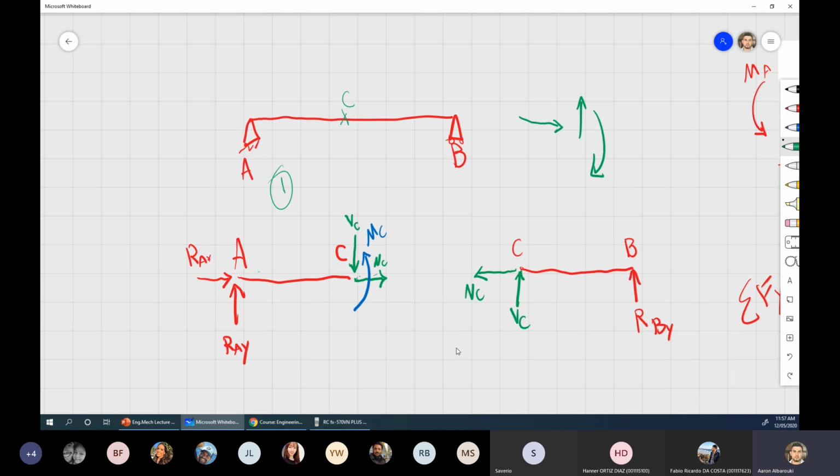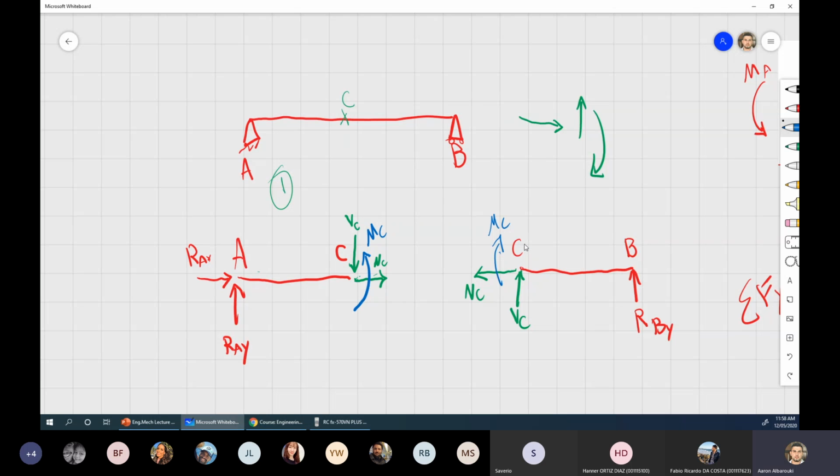What about the moments? How can we apply a moment to create a smiley face on this piece of the beam? Clockwise, perfect. I can call it MC if you'd like. I don't need to make it that large, but I just want to show you this will make the beam go that way. When you draw it, please don't draw it that large. Okay, that's it. That's the sign convention, guys.